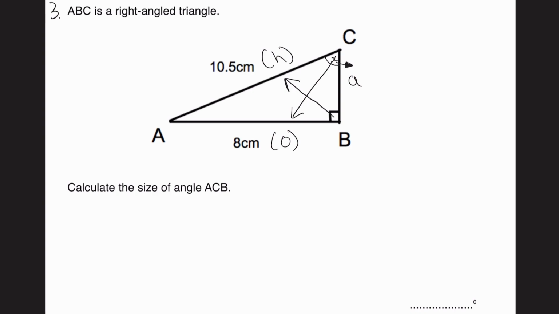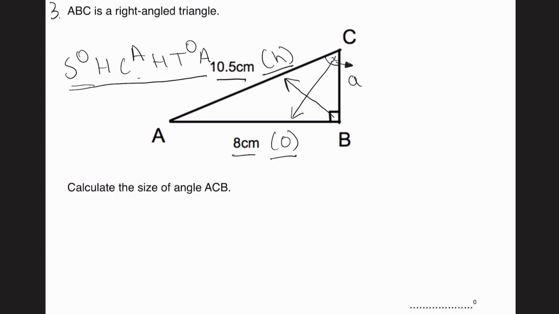Now we want to write SOHCAHTOA. This is the method you always want to use for every single trigonometry question. First label the triangle and then write out SOHCAHTOA. They've given us H and O, so H and O both have values. So we have to look at which one of these three has O and H in it, and it is this one, SOH.